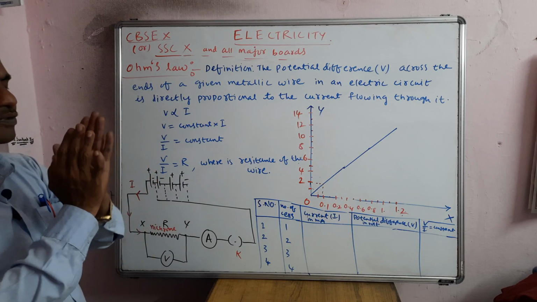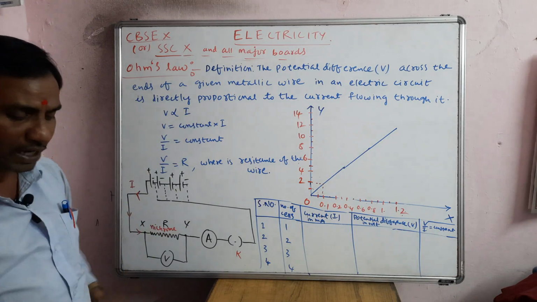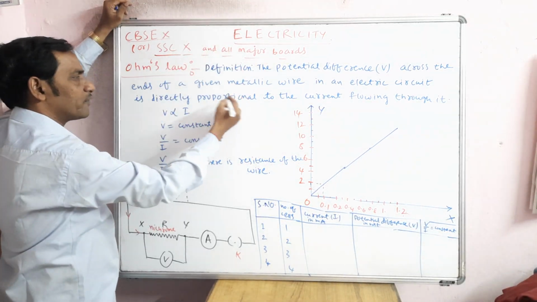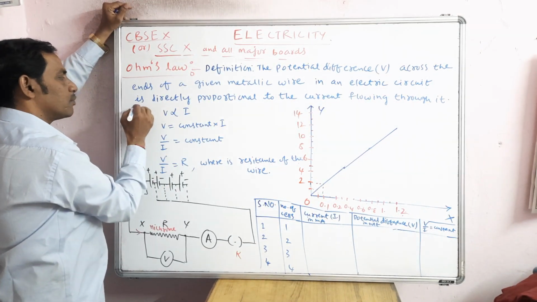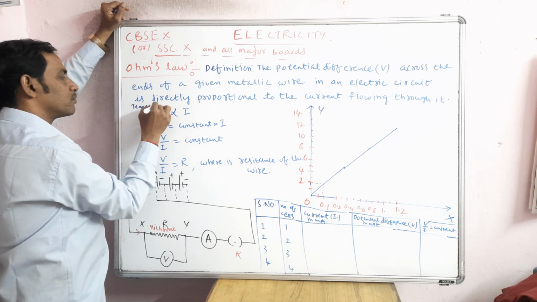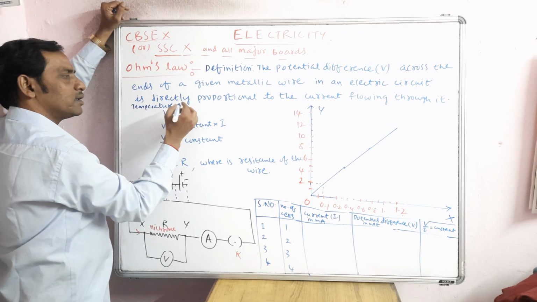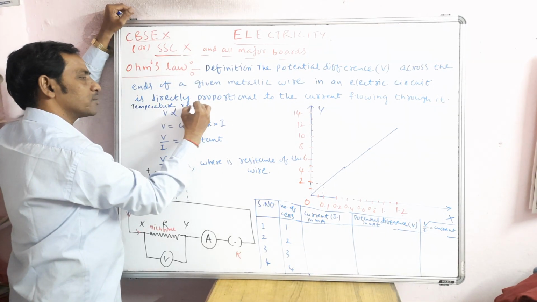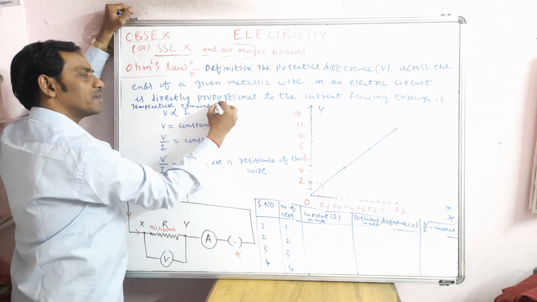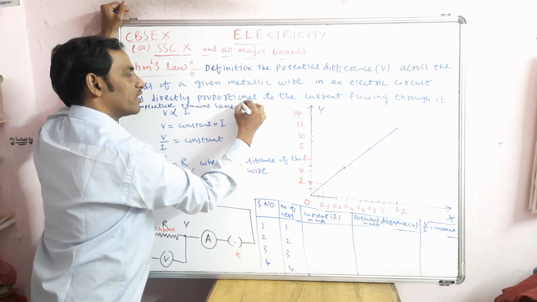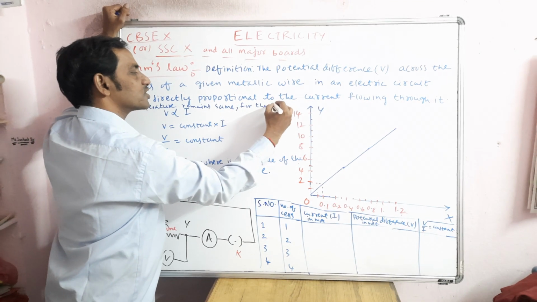Simply, we should write one more line: provided for the same physical conditions, means provided temperature remains the same, and material, length, area of cross section remain the same, right? So temperature remains the same, and you can write, for the same physical conditions. What does it mean?